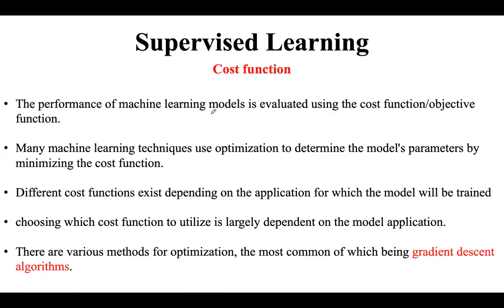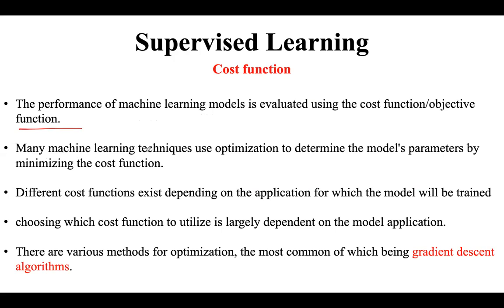Briefly, we can say the performance of a machine learning model is evaluated using the cost function or objective function. This is true always for all machine learning models. We need to calculate the cost function, then try to minimize it. So in my opinion, machine learning is just an optimization problem. You are trying to minimize the cost function. You are trying to make the output of the model as close as possible to the actual value that you already know.